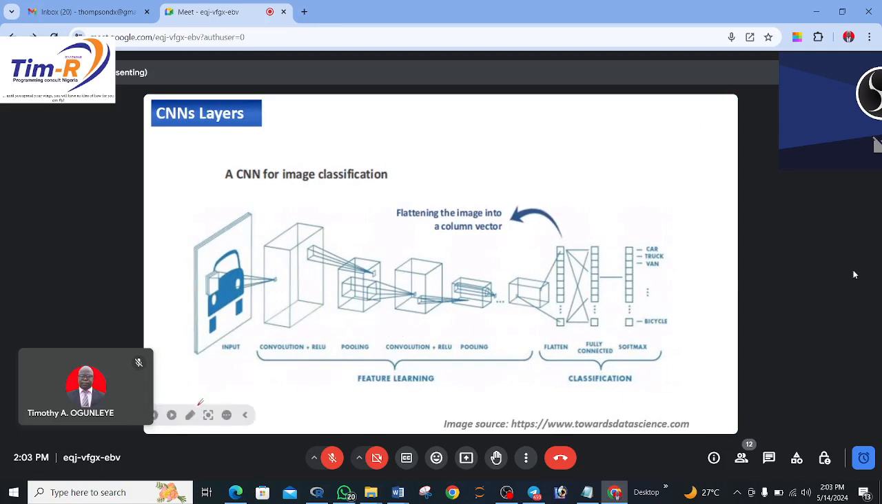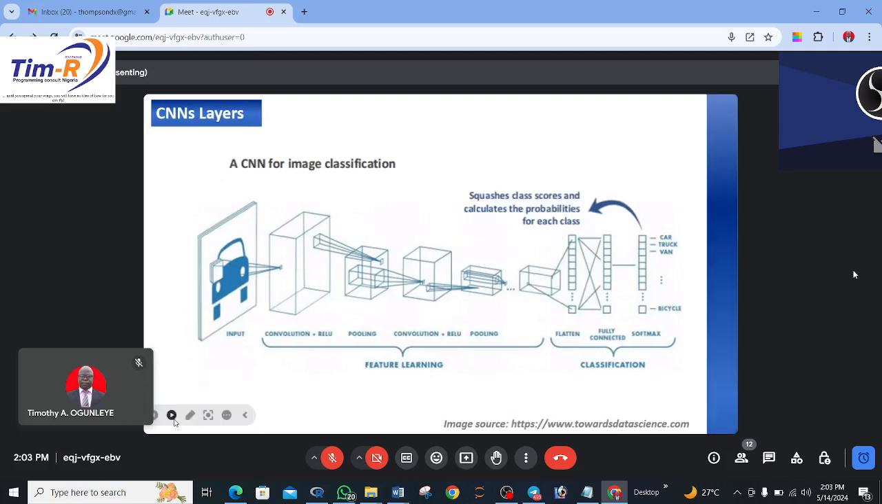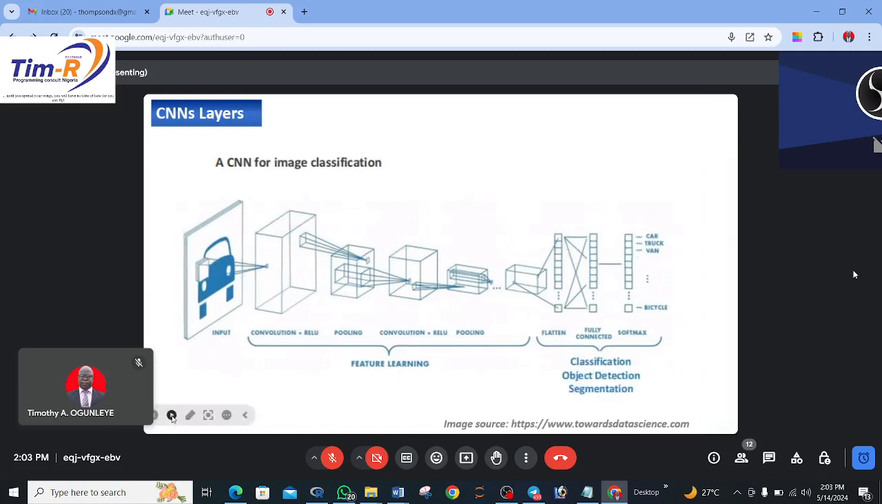The way it works is that this flattening actually helps us to take the image into a column vector. That's what it does. So the image goes into a column vector. That's what flattening does. It turns a 2D image or 2D feature into a 1D feature, in an understandable way, but still keeps the information that we need as well. And this is the last part where the softmax squashes the classes and calculates the probability for each class of the features, or the whole input that we have used to train the model itself.